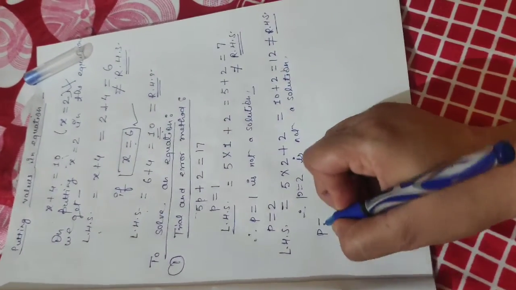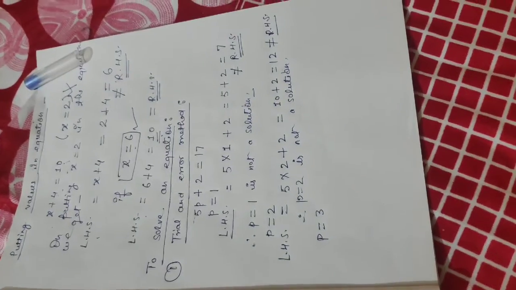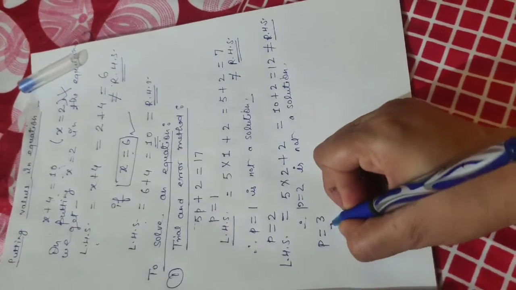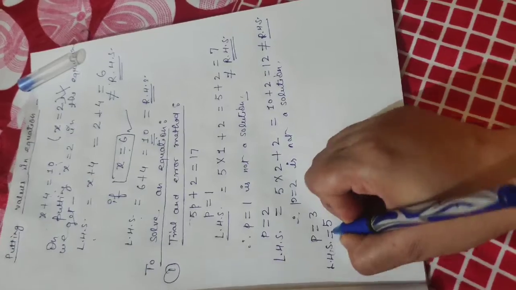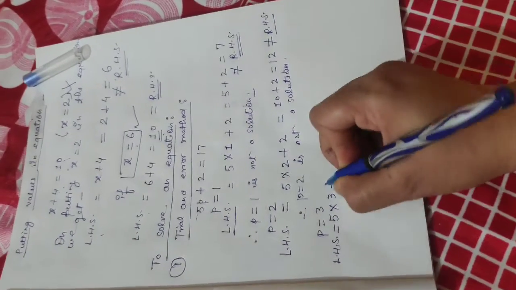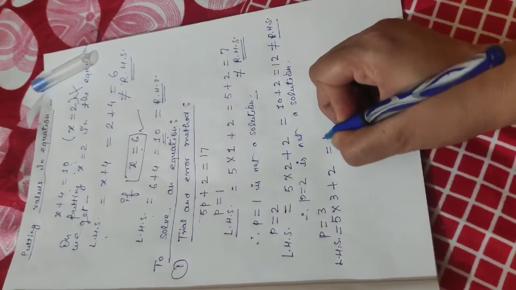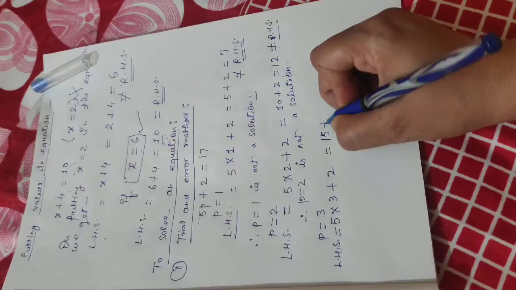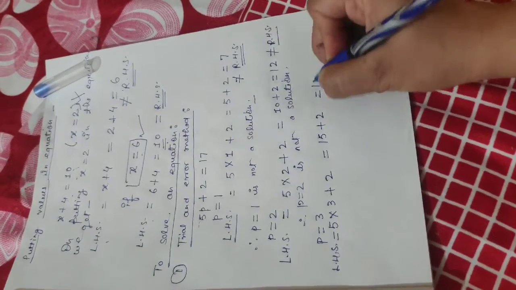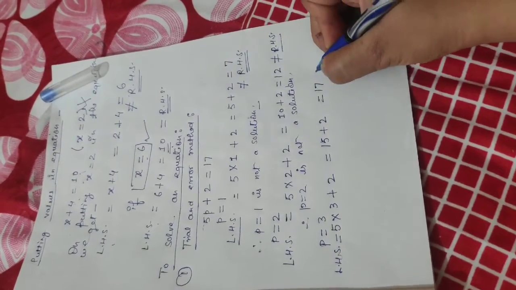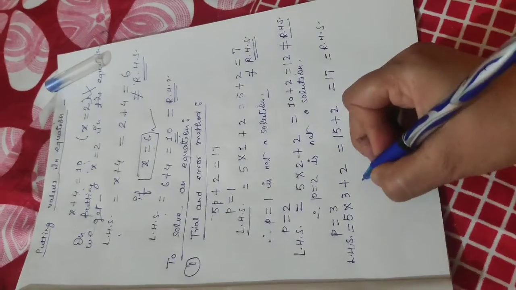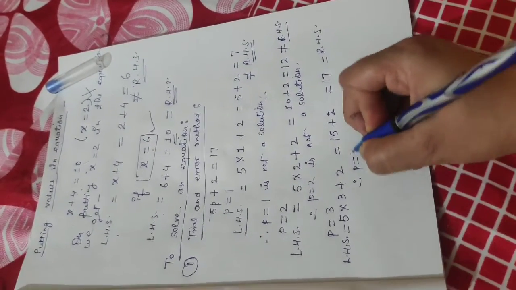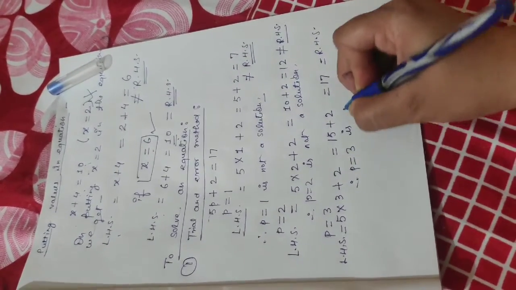Now let's check it for the next value. P equals to 3. So we have to write LHS is equals to 5 into 3 plus 2. So it will give you 5 3s are 15 plus 2. That means it is equals to 17. Now it has become equal to RHS. That means p is equals to 3 is the solution.